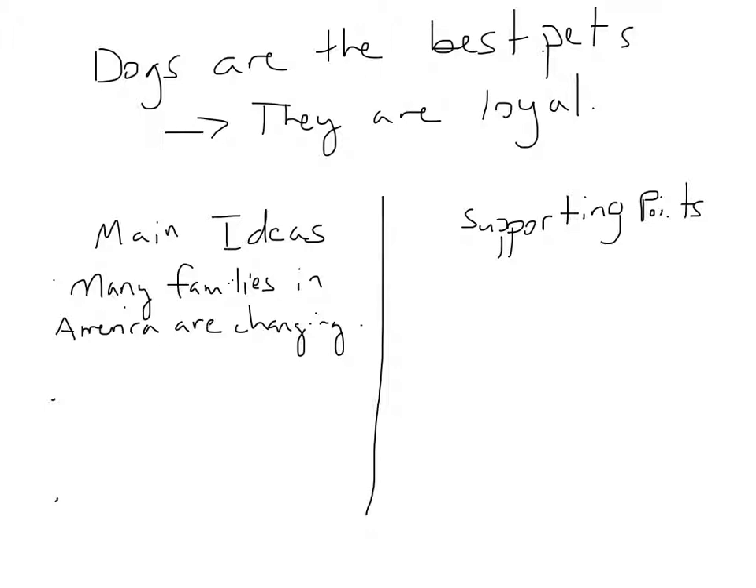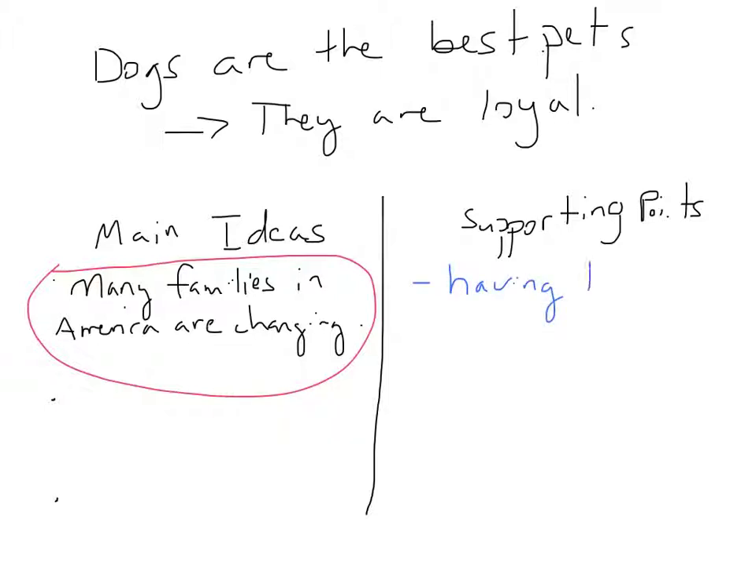Well, we have our main idea that many families in America are changing. The 2 points that I gave to support that would be having less children, and I'm going to start abbreviating now like I mentioned before. I'll show you how to do that. So instead of saying less, I might just say decrease, and I could say kids instead of children, for example. That's a shorter word to say.